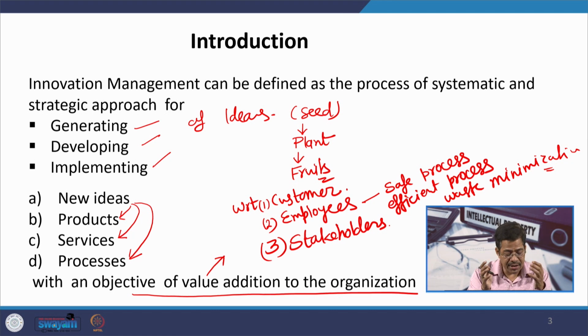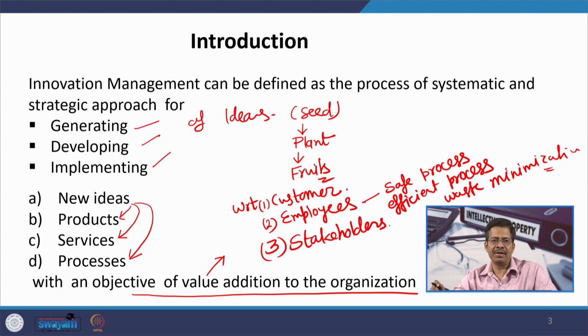So, your new ideas may give you new products, new services, new processes, and these new products, services and processes will add value either to the customer or to employees or to different stakeholders who are investors, regulators, etc., or the suppliers for your business. So, that is the initial role of innovation management.